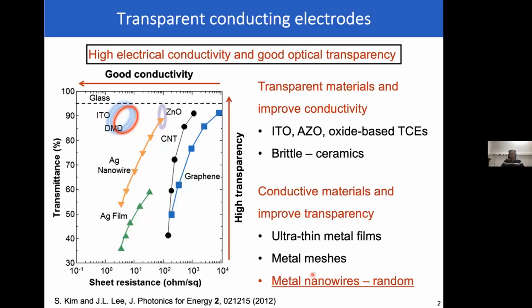The most common approach, and the one that we also use in the group, is to have a random distribution of metallic nanowires. And when we say metallic nanowires, mostly we focus on silver nanowires. Because these are metals, they are good conductors. At the same time, because they are wires in a random arrangement, there is enough gap between the wires such that light can pass through, and then this material also becomes transparent.